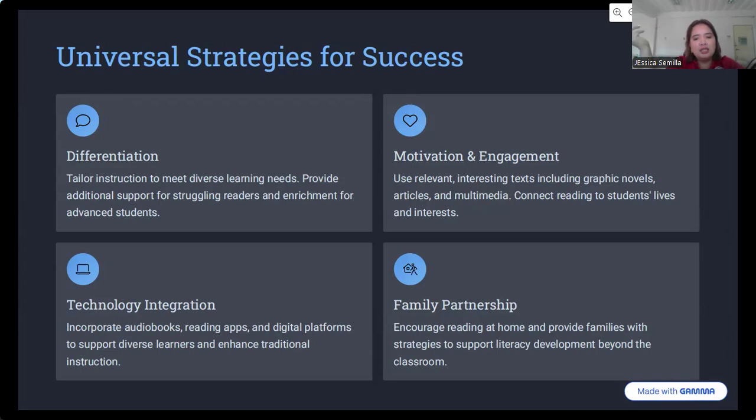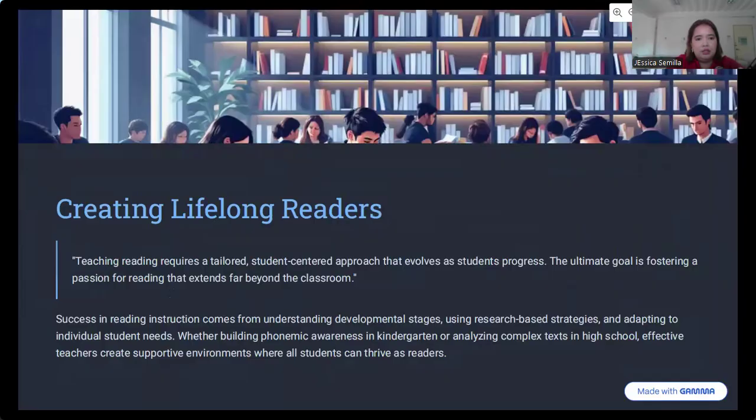Another one is looking at the collaboration between reading at home so that you can provide families with strategies to support literacy development beyond the classroom. For example, they have their own library inside their homes. That's also another strategy for our learners. Or you can give assignments and enhancement activities they can utilize to improve their reading.